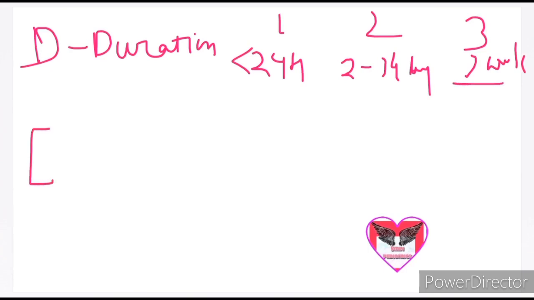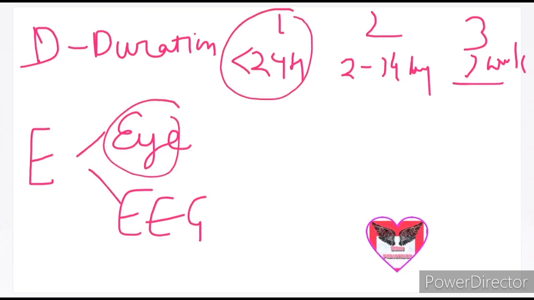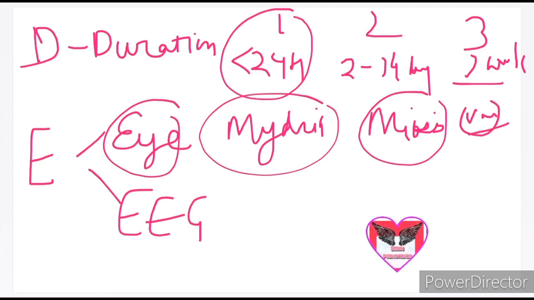E, here we have E for I and E for EEG. Okay, I, as we know that in stage 1 there is sympathetic stimulus, so here we have in I mydriasis, and here we have stage 2 miosis due to parasympathetic stimulation, and stage 3 we have variable response or unequal pupils.